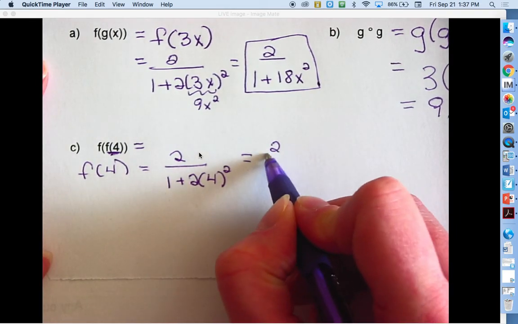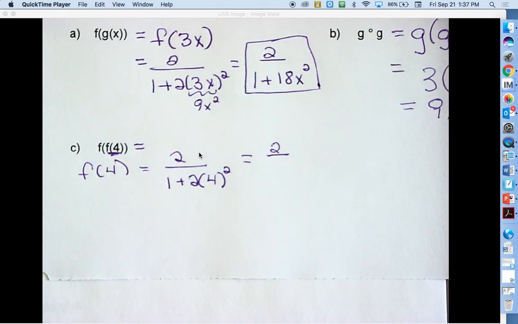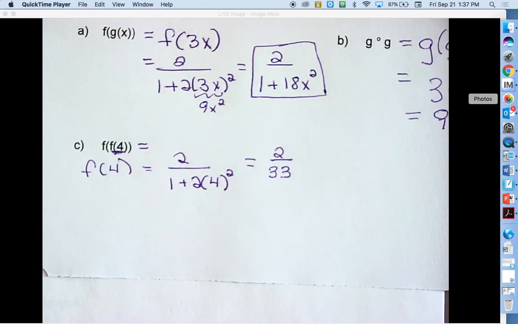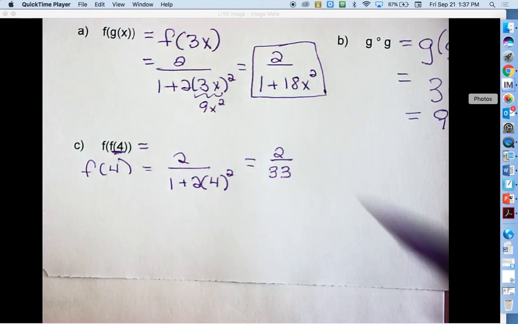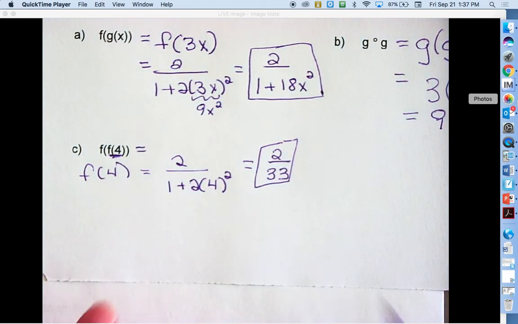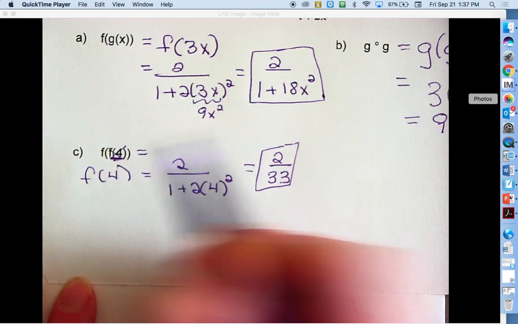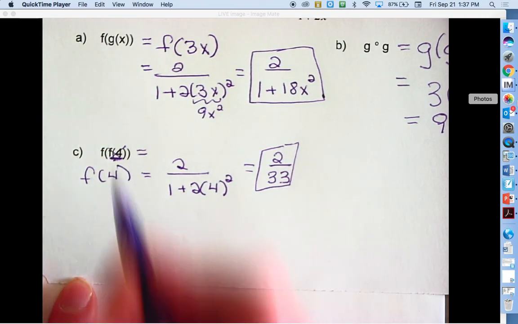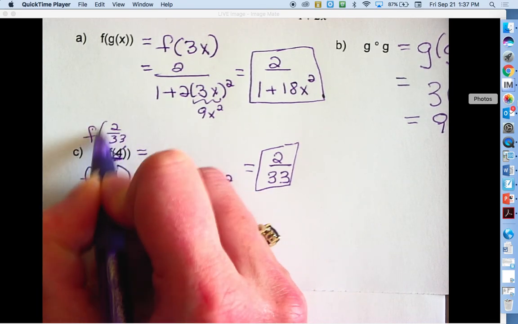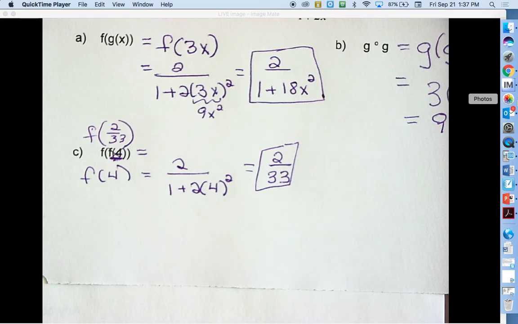On the top is 2. What number is on the bottom, Chelsea? 33. So it isn't even anything that can reduce, because you got 2 over 33. That part is what f of 4 is equal to. So instead of having f of 4, we now have 2 over 33. And we need to take f of that answer, because we did f of 4, and we found a number. So now we need to do f of that value.